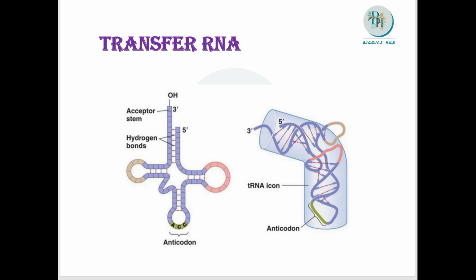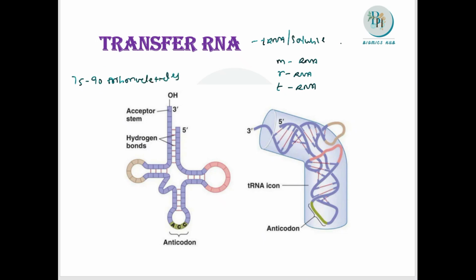Next up in today's video we will discuss transfer RNA. Transfer RNA is also known as tRNA or soluble RNA. There are different types of RNAs present, like messenger RNA, also known as mRNA, ribosomal RNA, also known as rRNA, as well as transfer RNA, which is known as tRNA. This transfer RNA is made up of 75 to 90 ribonucleotides.